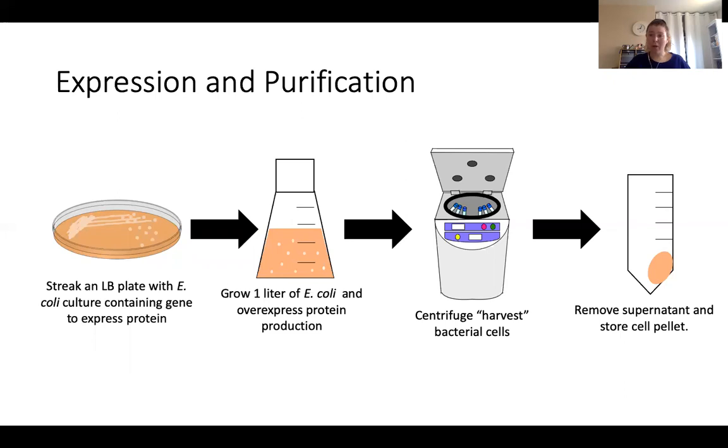We would then grow it in liquid media, and this would overexpress that protein production in E. coli. So we would want E. coli to make as much of that protein as possible. We'll then harvest those cells. There shouldn't be anything in the supernatant. It's all junk, so that was removed and the cell pellet was stored.